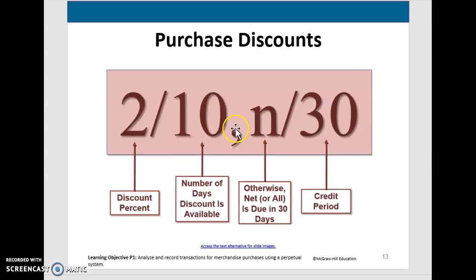What does that 2/10 net 30 mean? Purchase discounts are usually referred to this way. The 2 stands for the discount percent. In this case, we'll get a 2% discount if we pay it in 10 days, the number of days the discount is available. Otherwise, net is due in 30 days, the credit period. So 2% if we pay it in 10 days, or the net is due in 30 days. That would be without the discount.